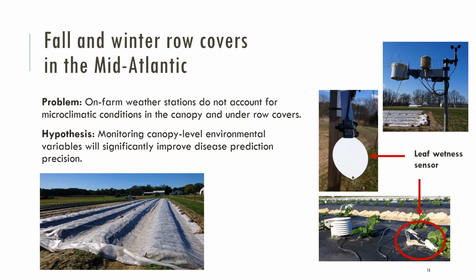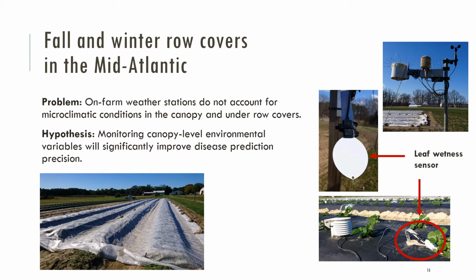On the right-hand side, you can see a weather station that is traditionally used to get the weather data. In this case, it's right next to our experimental plot, but that's not always the case. A weather station can be miles away from a farmer's field. So we combined this weather station with microclimatic sensors that you can see in the picture below.